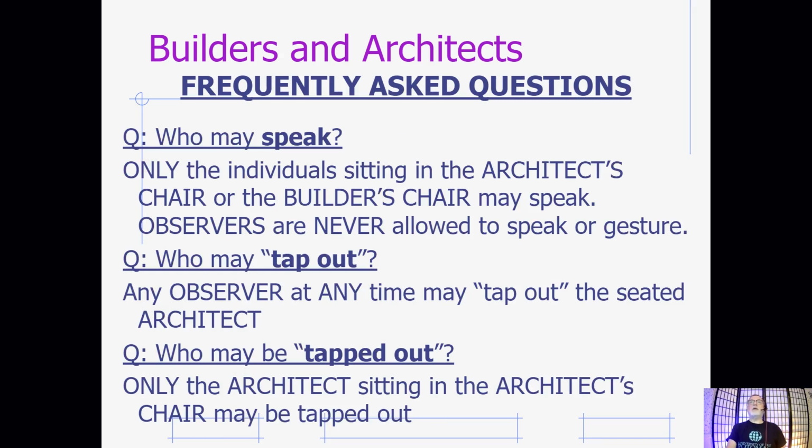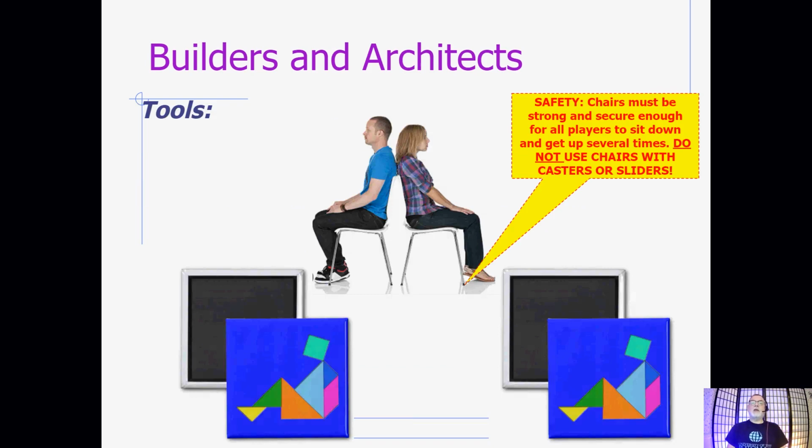Couple questions. Who can speak? Only the person in the builder's chair, who stays builder for the whole duration, and the architect's chair, who is the person who is sitting there at the time. Who can tap out? Any observer can tap out at any time. In other words, I tap, the architect stands up, I sit down, I become the new architect. Okay? Here are the materials that we used.